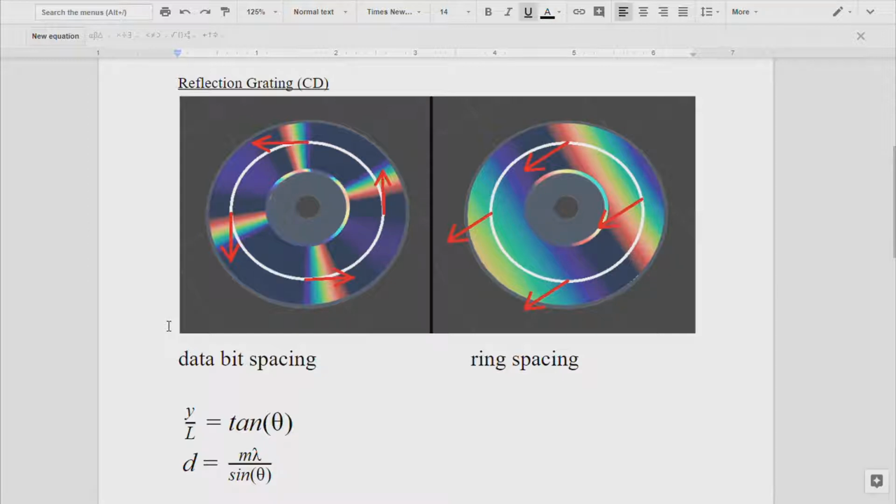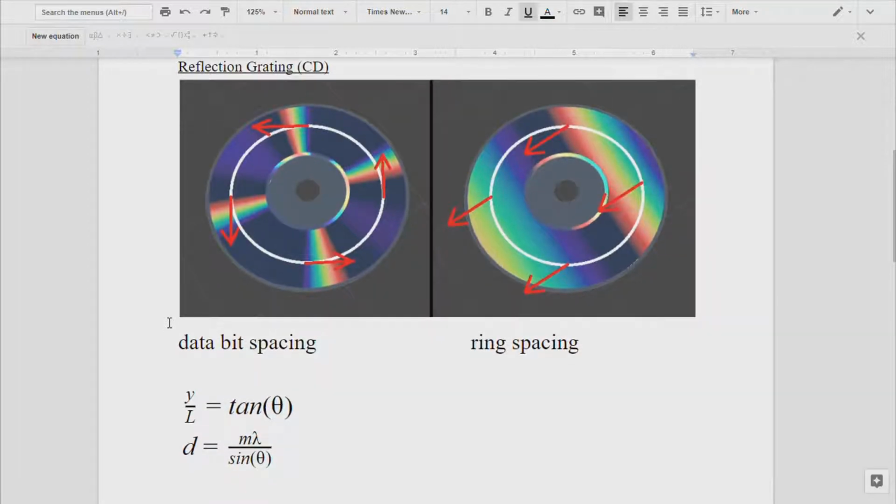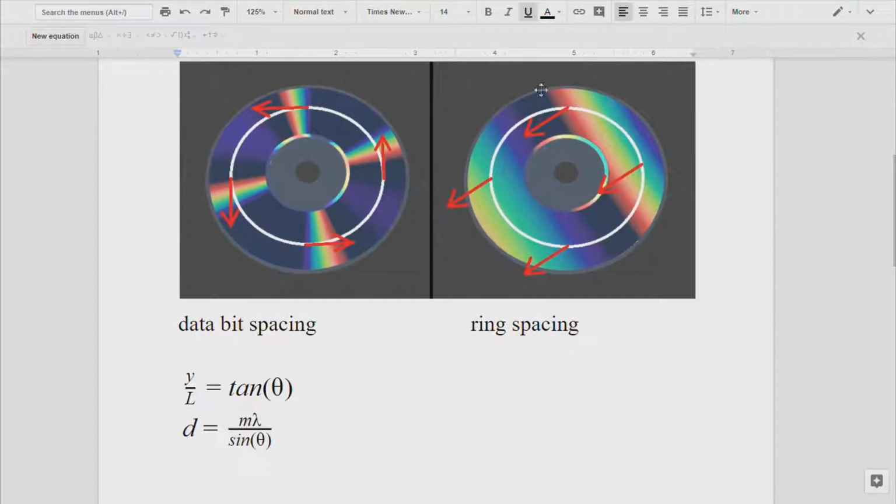This is the really cool part. So to get the ring spacing, that's this picture on the right here. The ring spacing is the ridges that spiral around the CD. We use these equations here again. We measure Y and L, making sure that the laser is pointing in this direction. And then that way we can find D.